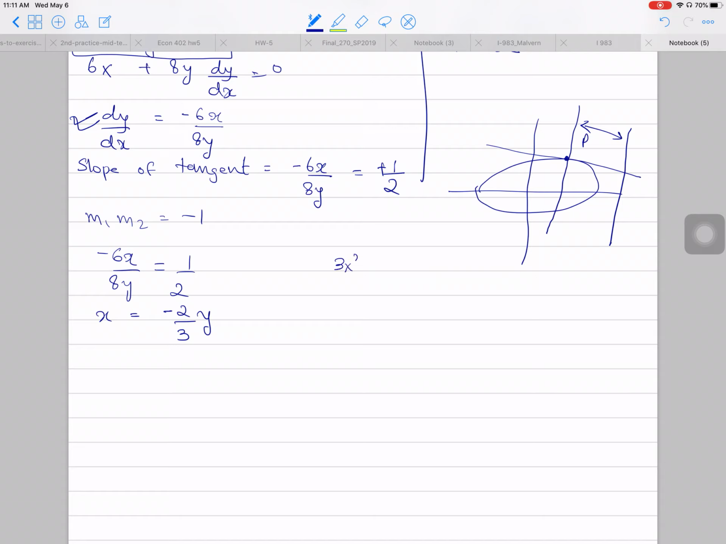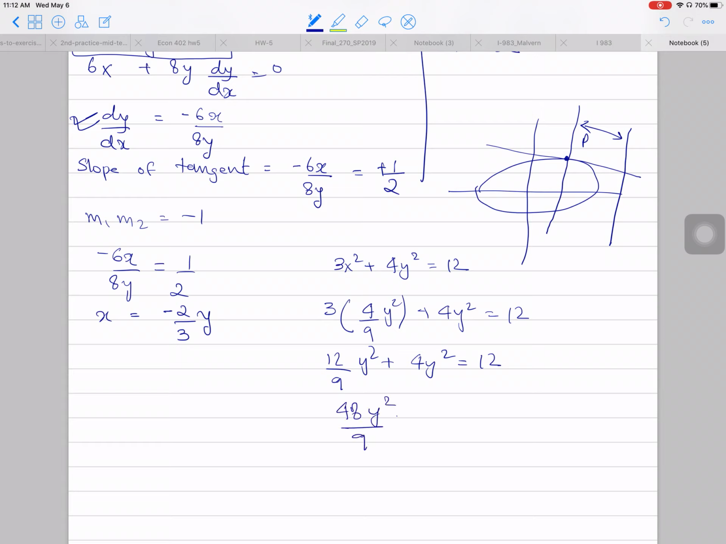So we have 3x squared plus 4y squared equals 12. 3 times x squared would be 4 over 9y squared plus 4y squared equals 12. So this gives 12 over 9y squared plus 4y squared equals 12. So that's 48y squared over 9 equals 12, which gives that y squared equals 36 over 16, which means y equals 6 over 4, which says that y equals 3 by 2.